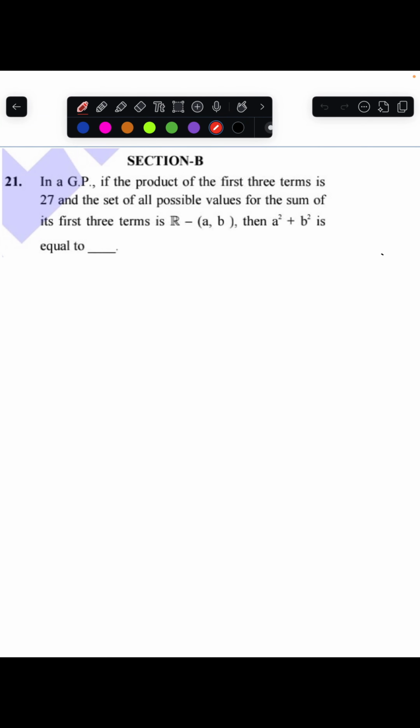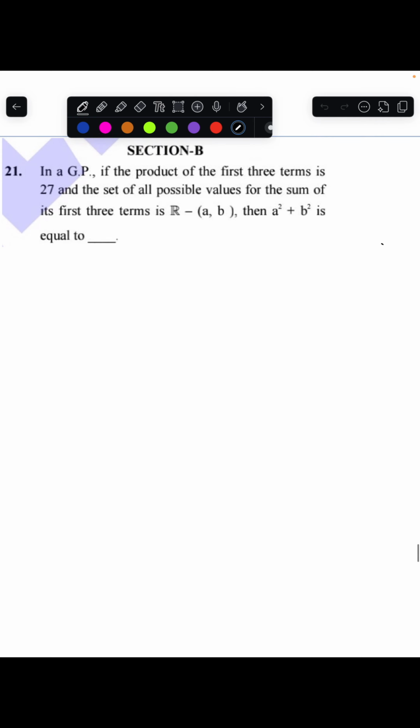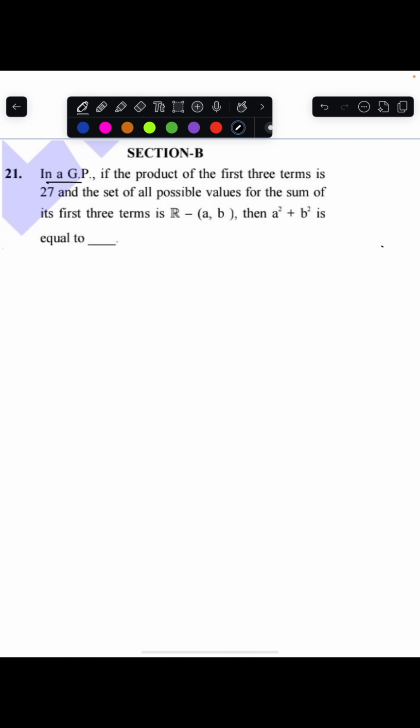Next, let's go for numerical questions here. So 21st question, what is given? In a GP, if the product of the first three terms is 27, and the set of all possible values for the sum of first three terms is R minus of (a, b), then a square plus b square is equal to? So it's a simple GP question.